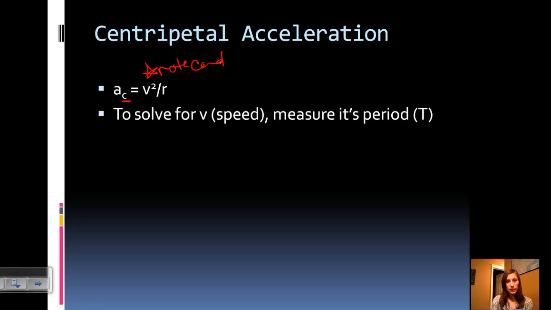So to solve for v, or speed in this case, we need to measure its period. Now period is time, but more specifically, it's the time to do one revolution. Okay, and so like a record going around once, or a bicycle wheel going around once, that's the period.